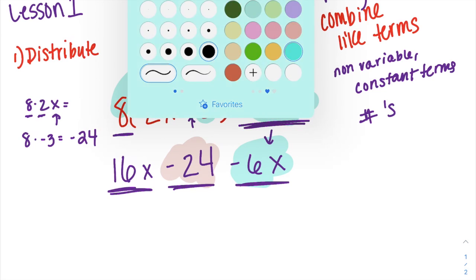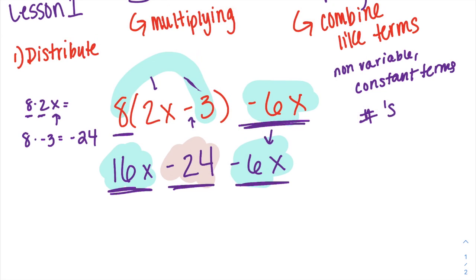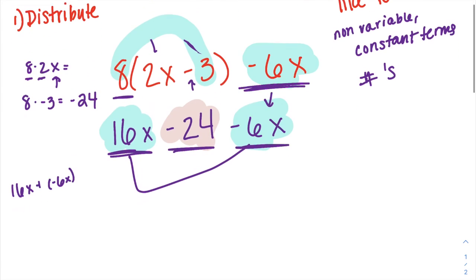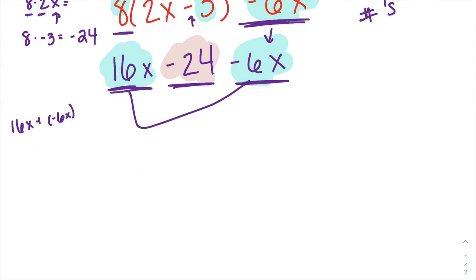We do have two terms, though, that have x's attached to them. We have 16x and we have negative 6x. If I'm going to combine those terms, I want to know what is 16x plus negative 6x. I'm adding these up. I'm combining them. In this case, 16x plus negative 6x is 10x. I had 16, I took 6 away, I only have 10x left. And then minus 24 drops down alongside the 10.